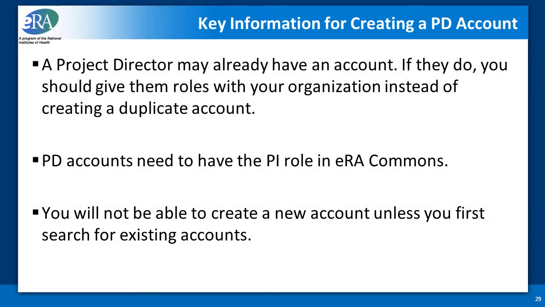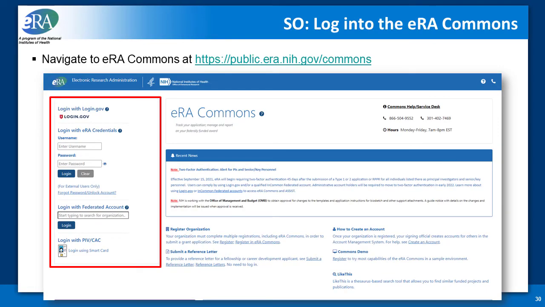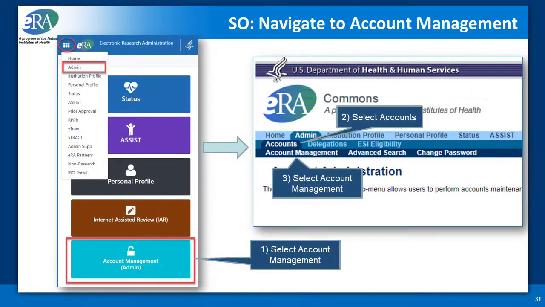The following slides will show you what the process should look like. First, you will go to the Commons homepage, and log in. From the landing page you can select the Account Management, Admin, option. Or from the Apps icon in the upper left corner, you can select Admin. Then at the navigation bar, you select Accounts, and then Account Management.